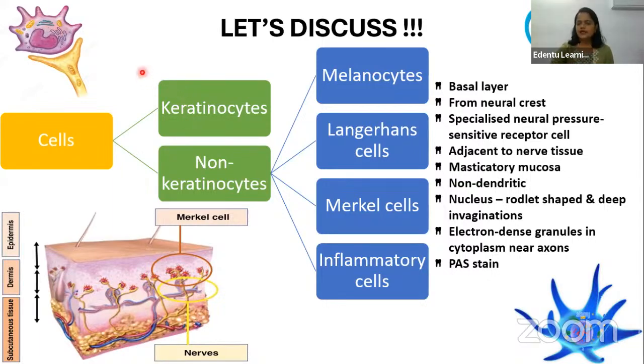It is a little bit difficult to identify this Merkel cell with the normal hematoxylin and eosin stains. So we use a special stain, the periodic acid Schiff stain, that is the PAS stain. With the help of this PAS stain, we can see these Merkel cells very clearly. So that's all about Merkel cells.